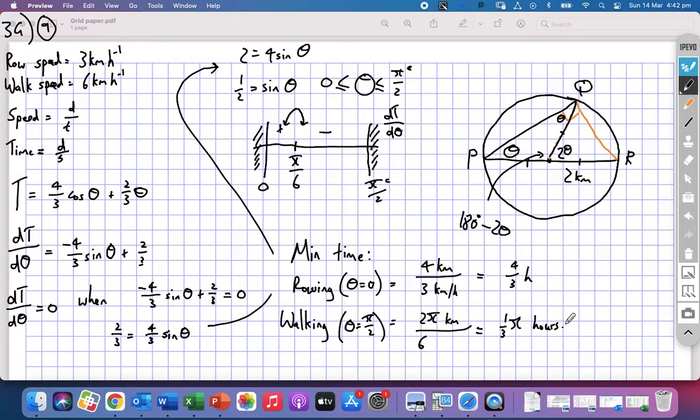So walking the whole way, no rowing. That's the quickest way to get from P to R. The take-home message is don't forget about the edges of the sign diagram. Sometimes an optimal solution can be found on the boundaries. Okay, thank you.